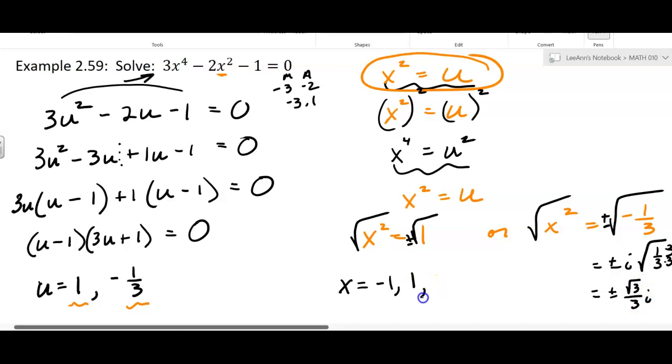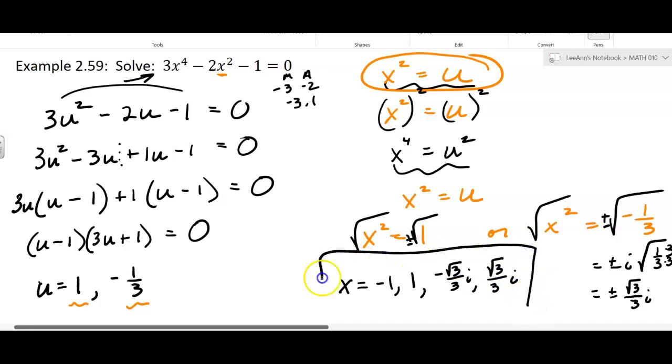So I'm going to get 4 answers for this problem. I'm going to get negative square root 3 over 3i and positive square root 3 over 3i. Now they might put the i in front of the radical. I wouldn't. I'd go with the a plus bi form. So I'd write them like that, but they could be written a little bit differently. Okay, so that's the idea of the u substitution. And then we'll have another example in the next video.